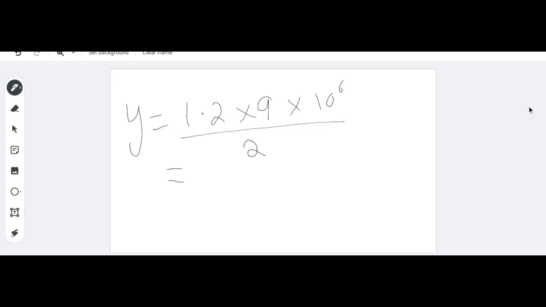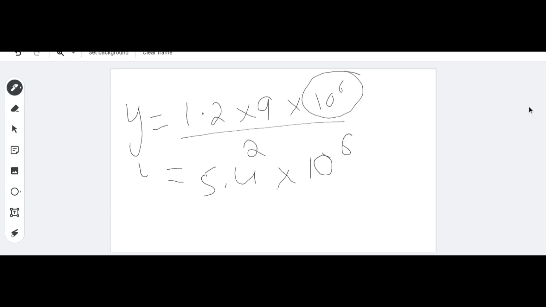I have learned this. So algebraic expressions are also done like this. Yes, kind of. 1.2 into 9 into 10 power 6. When 1.2 is multiplied by 9, you have to divide that answer by 2. By multiplying 1.2 with 9, the answer is 5.4. After dividing, 5.4. So this power will remain here. I don't have to change that.